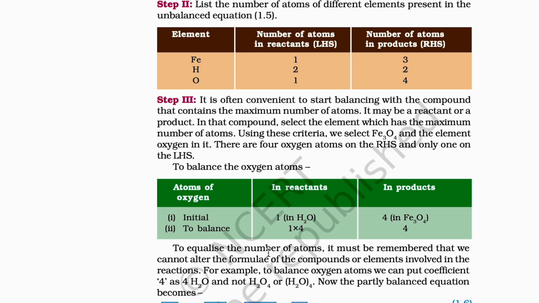To equalize the number of atoms, it must be remembered that we cannot alter the formulae of the compounds or elements involved in the reactions. For example, to balance oxygen atoms, we can put coefficient 4 as 4H2O and not H2O4 or (H2O) whole 4. Now, the partly balanced equation becomes Fe + 4H2O converts to Fe3O4 + H2. Partly balanced equation.